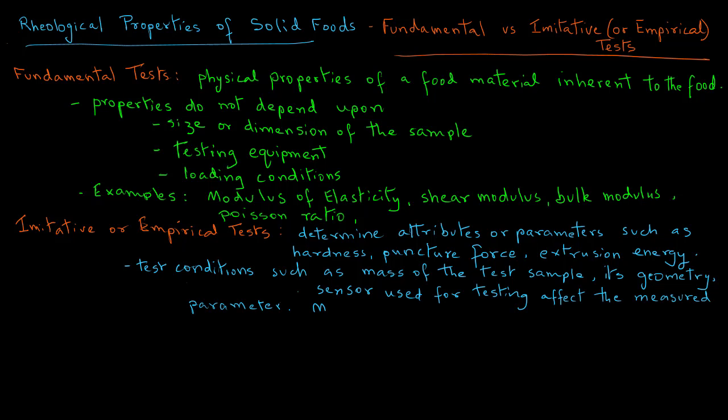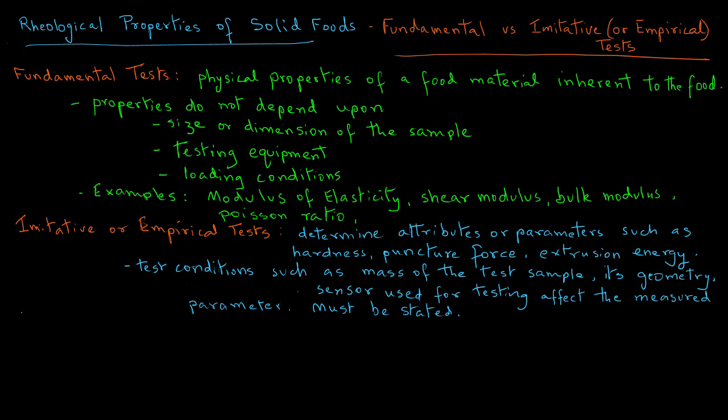When these attributes are obtained via these imitative tests or empirical tests, then the test conditions, such as the mass of the sample, its geometry, the shape of the sensor used in testing equipment, must be stated with the resulting value of that attribute.